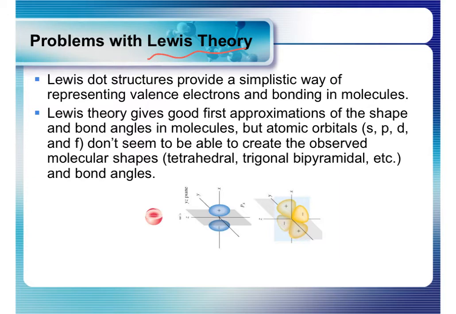However, where Lewis dot theory falls short is accounting for the orbitals. Now, we know valence electrons exist in orbitals, a region of space, but no matter how we finagle the atomic orbitals that we're familiar with, s, p, d, and f, we cannot come up with the shapes that we know molecules have. So it was time for a different theory.